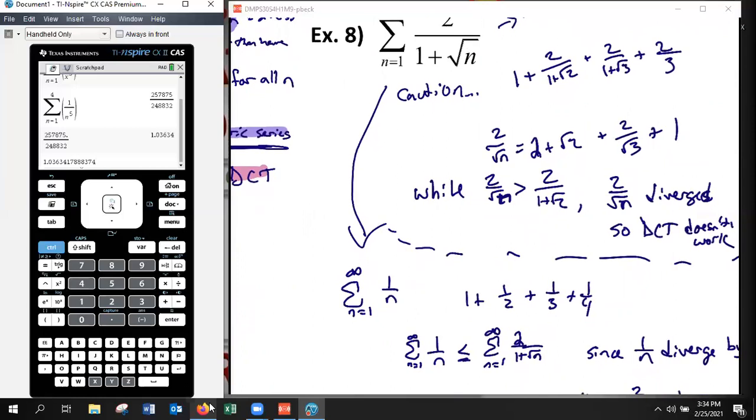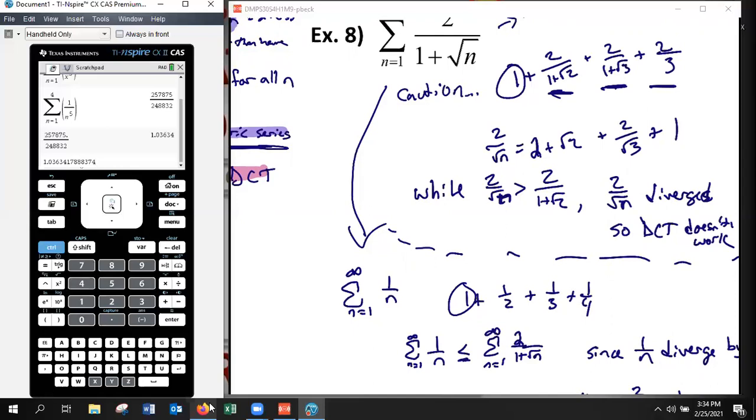And if you see, the simple thing is 1 plus 1/2 plus 1/3 plus 1/4. So notice that the first terms are both 1. Let's throw out the first terms and compare everything else. 1/2 is smaller than what we have here. 1/3 is smaller than what we have here. In fact, both of those numbers are just slightly less than 1. 1/4 is definitely smaller than 2/3.